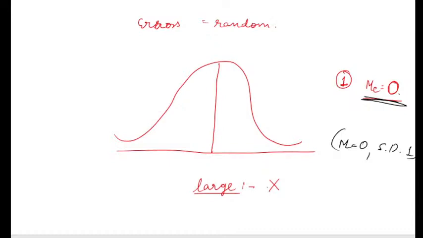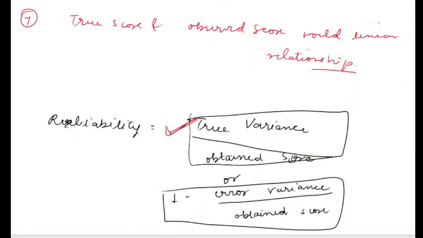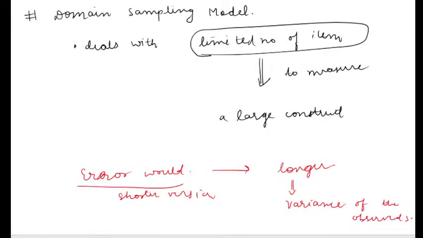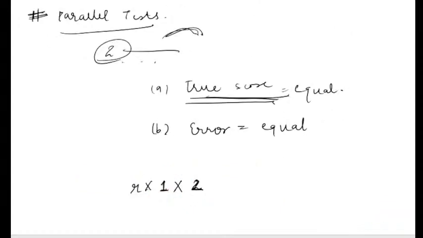Our true ability would never change. And at last we conceptualized these two formulas of reliability which have been derived using classical test theory: true variance upon obtained variance, or 1 minus error variance upon obtained variance. And it has two implications in terms of the domain sampling model. We can just use a sample of items to conceptualize reliability instead of using the whole scale, or we could also use it in terms of parallel testing. So that was about it.